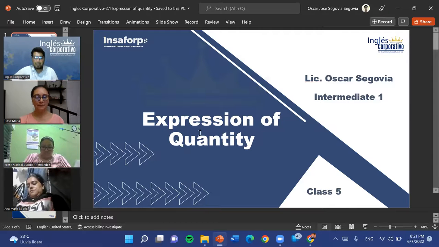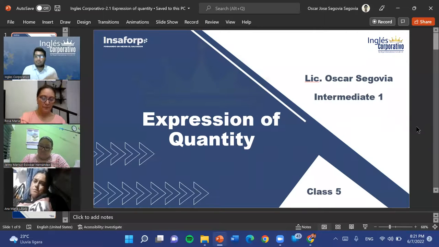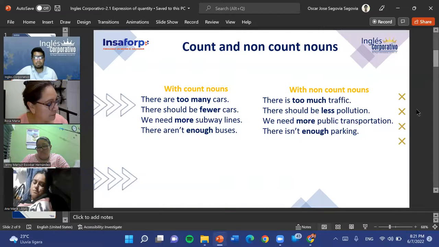This is what we're going to be covering. Now, expressions of quantity have a lot to do with, well, how you guys are going to specify the amount that exists of something. ¿Sí? La forma en la cual vamos a hablar acerca de la cantidad que existe, ¿verdad?, de algo. Entonces, vamos a estar hablando acerca de esto y también un poco acerca de countable and non-countable nouns.